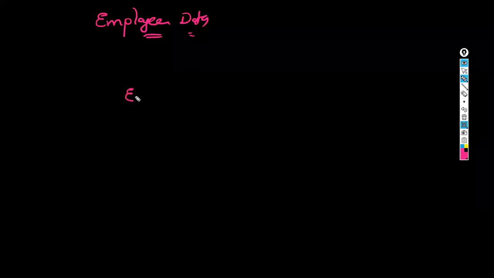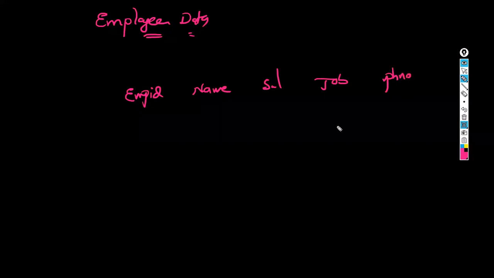Let us say, for example, this is the employee data, and I want to store it. I'm creating one table structure to store my employee data. The first one is the employee ID, the next one is the employee name, then the salary, then the job, then the phone number. So these are the column names.